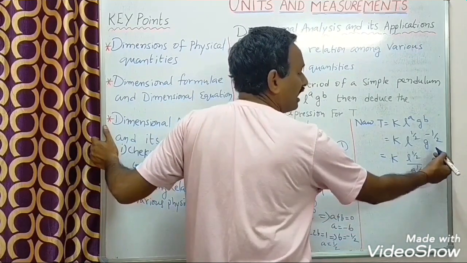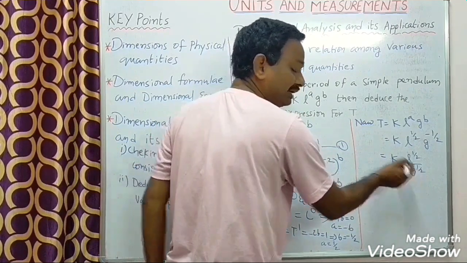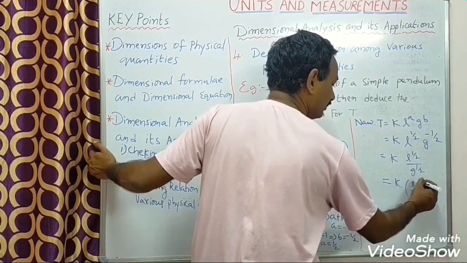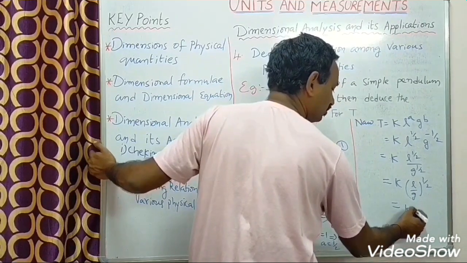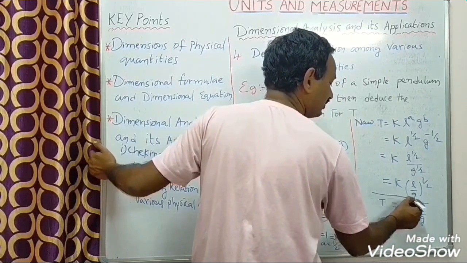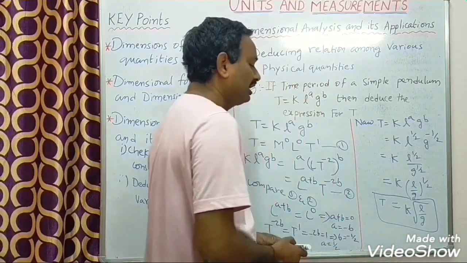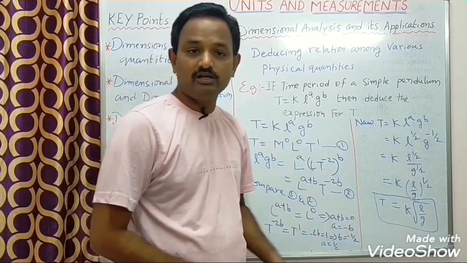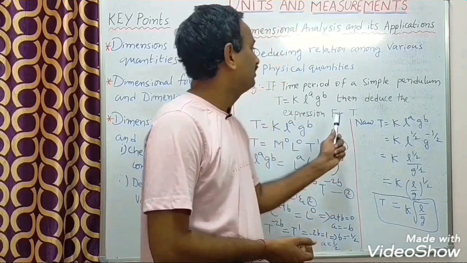So here I wrote g power minus 1 by 2 in the denominator, that is K into L by g whole power 1 by 2. Whole power 1 by 2 means I can write in terms of root, that is K into root over L by g. So I got the expression for time period, that is T equal to K into root over L by g. So I deduced the expression for this dimensional equation, T equal to K into L power a, g power b.